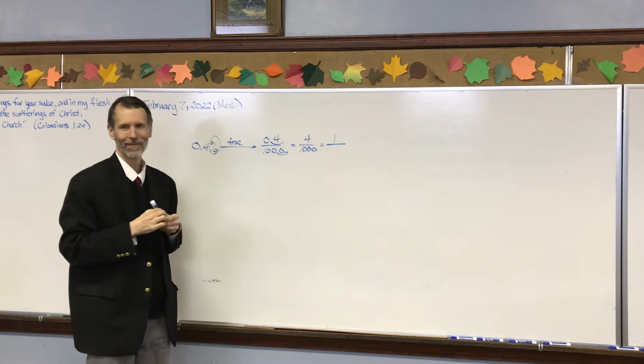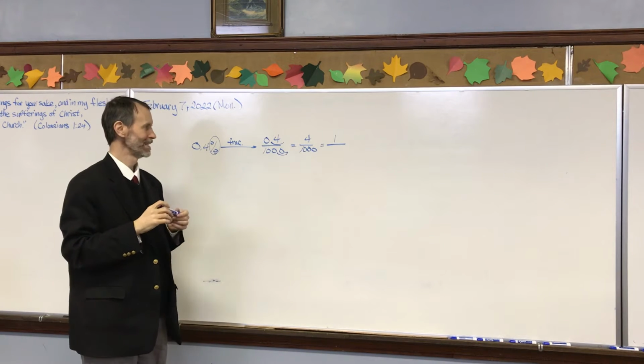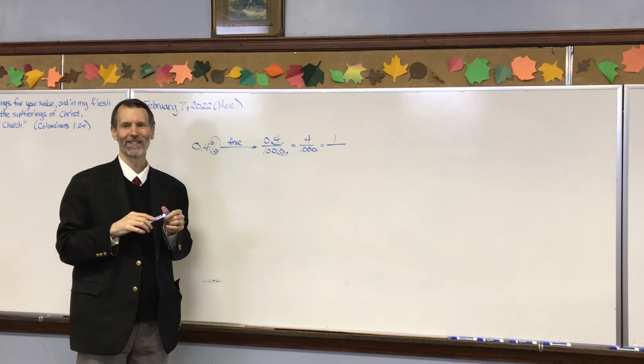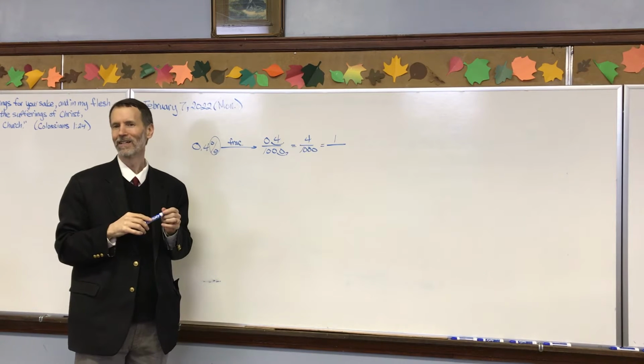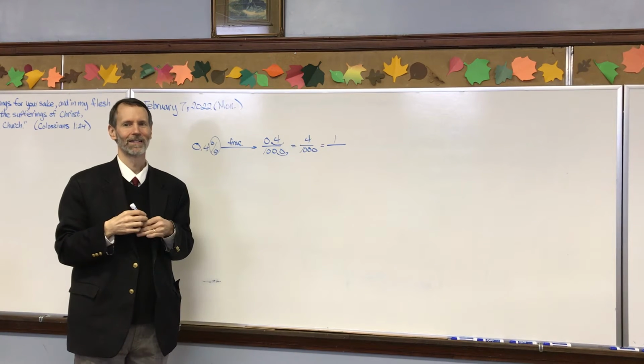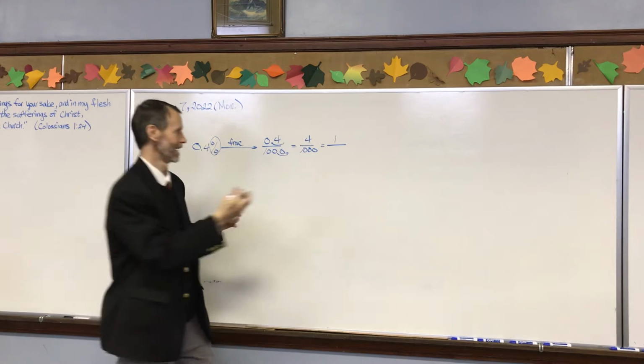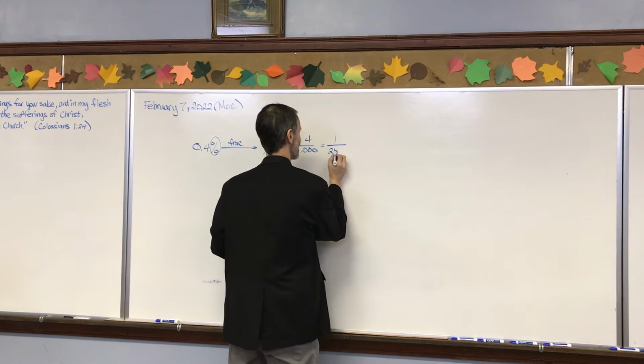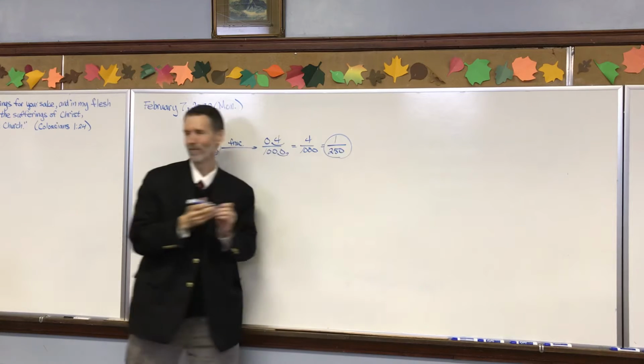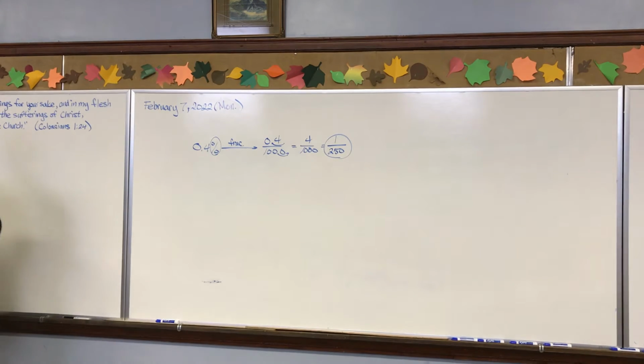Take $10, break it into 4 parts. How much does each person get? 2.5. Got it. 250. Good job. That's your answer. 1 over 250. Does it make sense?